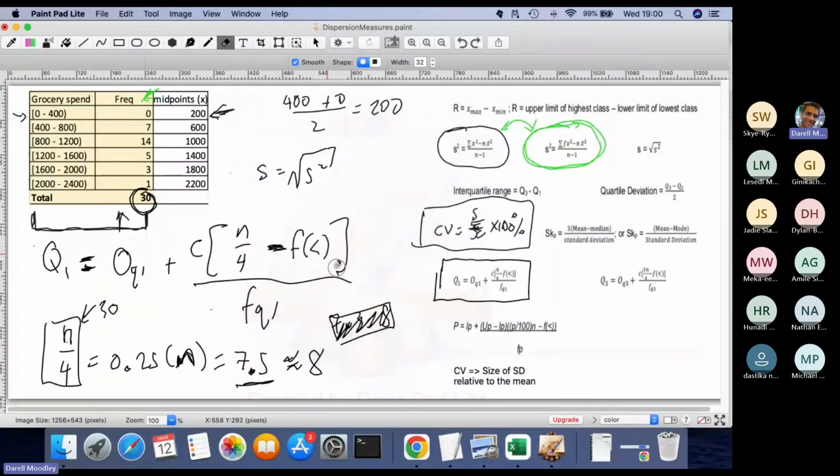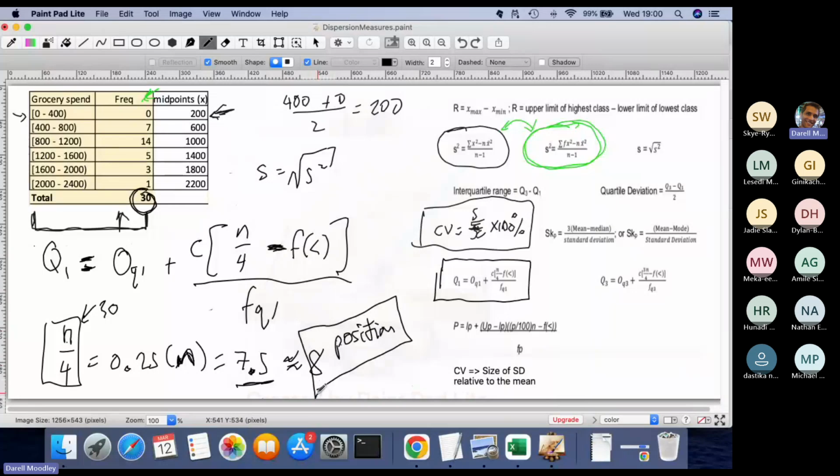Okay, so let me erase that. Remember, what we did so far is we just worked out the position. So it's the 8th person. Now, just like we did for the median last week, we looked for where the middle person would be. The middle person would be the 15th person, because we've got 30 people. But now we're not looking for the 15th person. We're looking for the 8th person, 8th position.